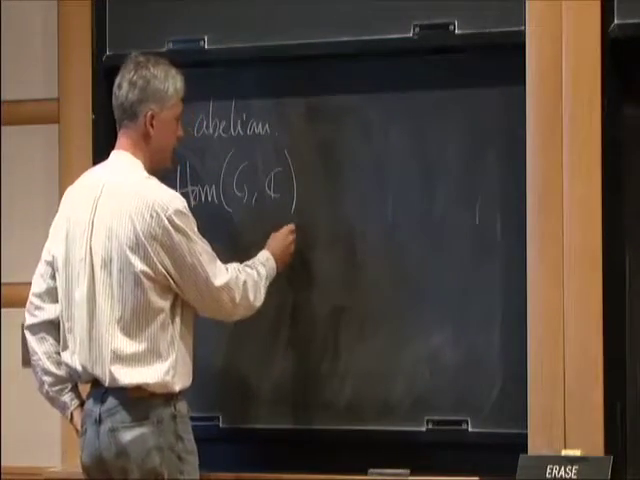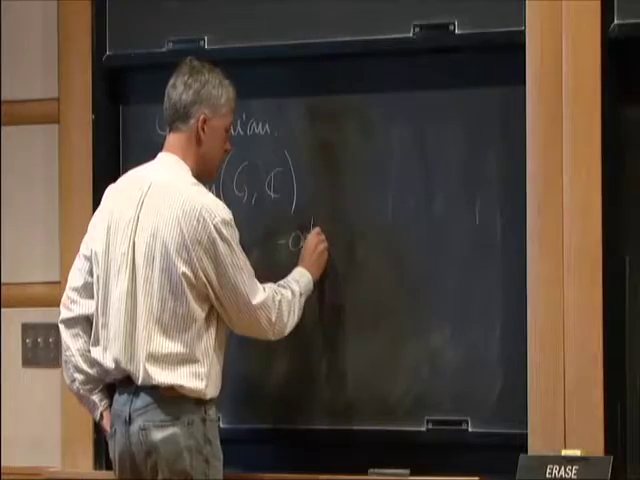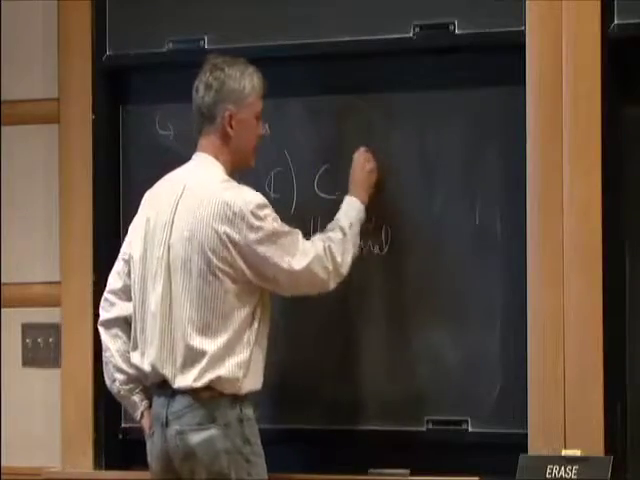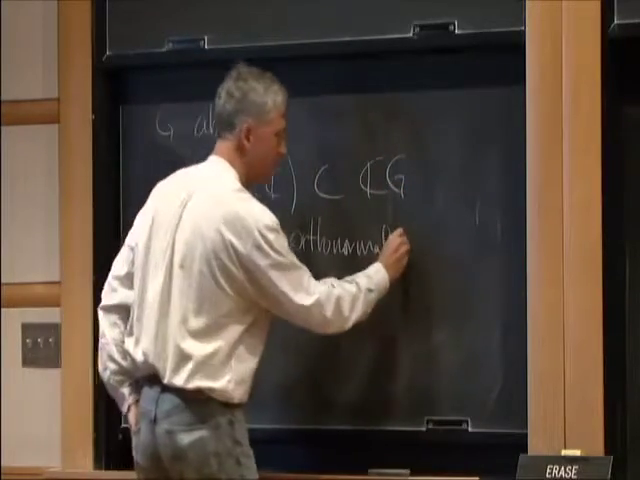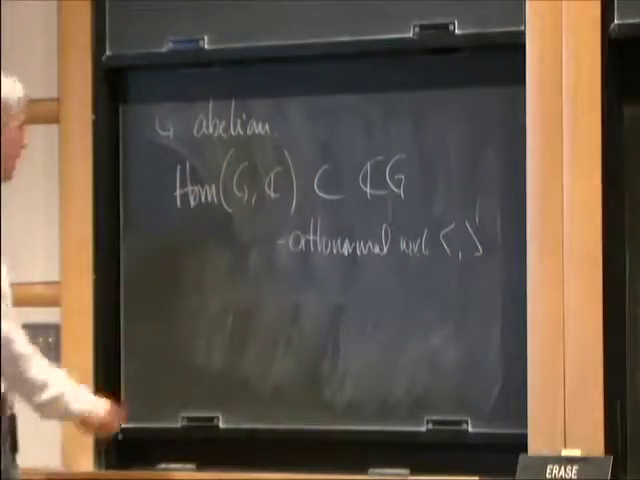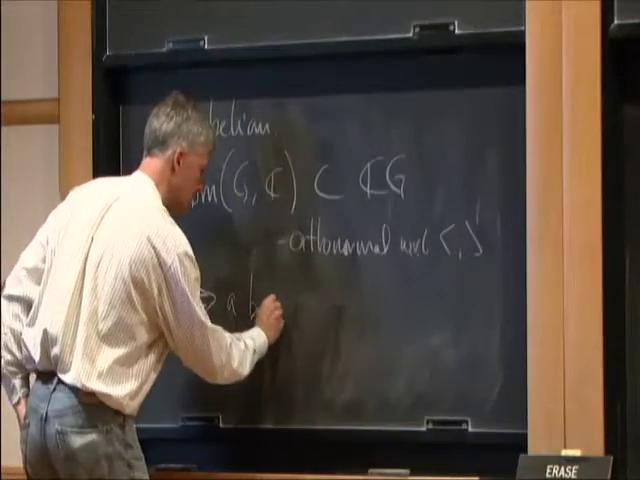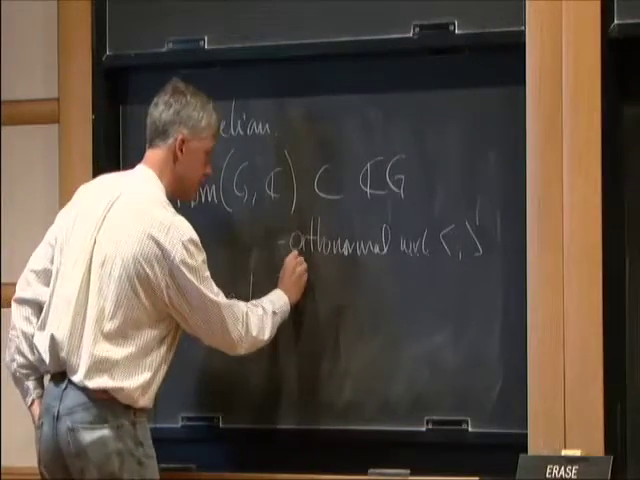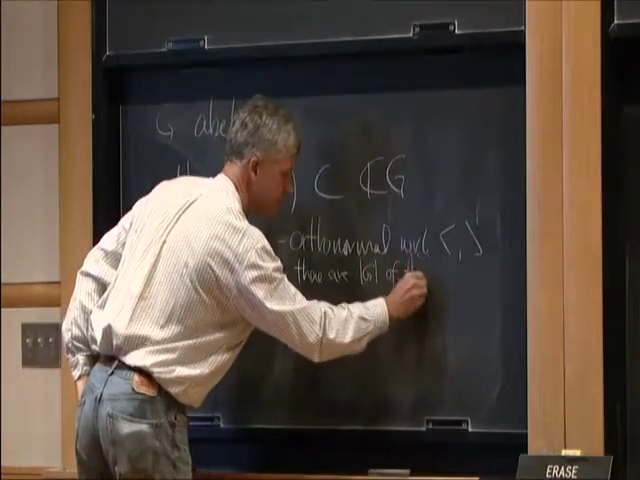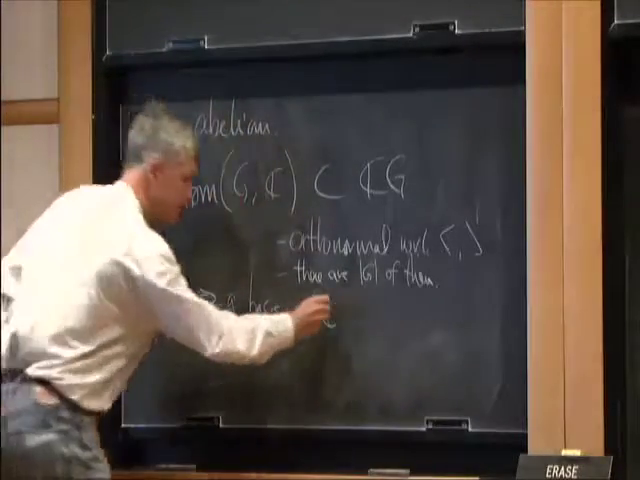Maybe I will just say a few facts about these. So first of all, these functions are orthonormal. Of course, these guys lie in CG, and they're orthonormal with respect to the inner product defined. And so that means that these functions form a basis. And there are |G| of them. Okay. So these functions form a basis for CG.